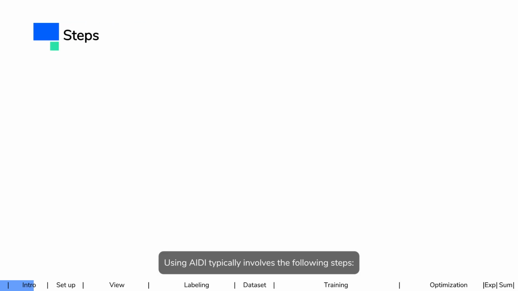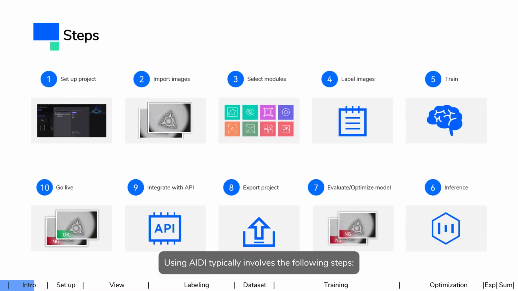Using AIDI typically involves the following steps. Step 1: create an AIDI project. Step 2: load the defect images needed for training on site. Step 3: select an appropriate AIDI algorithm module. Step 4: label the defects in the images. Step 5: adjust training parameters and conduct training.